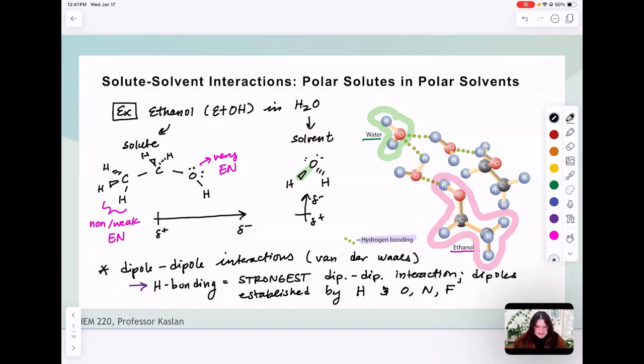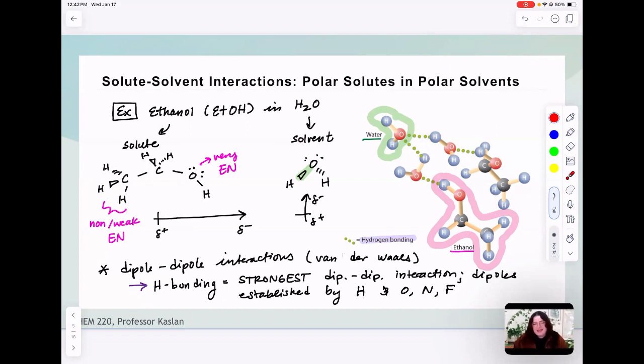So anytime you have a compound that lacks a three-dimensional symmetry and also contains bonds between hydrogen and these three very electronegative elements, then we're going to set up really strong dipoles near those polar bonds across the molecule. And we're going to see the phenomenon of hydrogen bonding, which is what's highlighted here for you with these little green dashes.